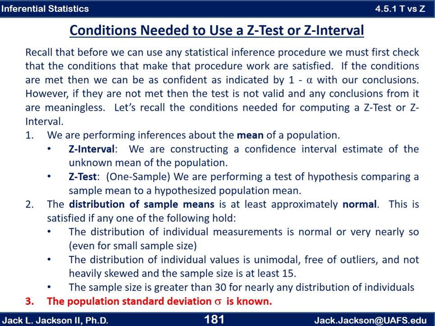And if the sample size is greater than 30 for nearly any distribution of individuals, then the distribution of sample means is approximately normal. And this comes from the central limit theorem, which is really what makes all of this work. And the last condition is that the population standard deviation sigma is known. That's the standard deviation of the individual measurements. Now, one of these conditions is not like the others, and that is that the population standard deviation is known.